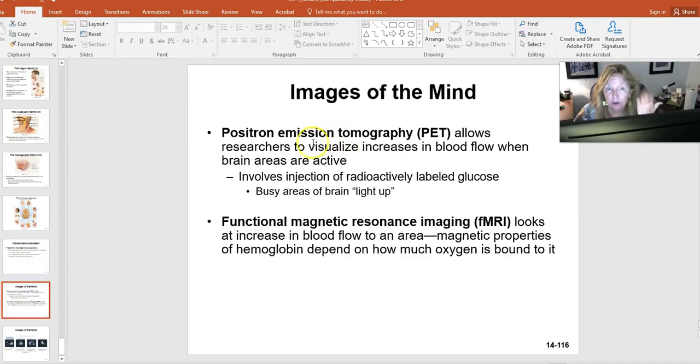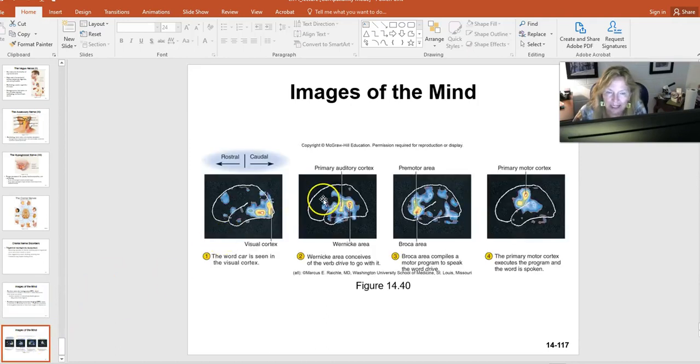Okay, so that's just how we know these functions are occurring in these different areas of the brain, and how we know which particular area is actually engaged with which particular activity is through doing lots of studies with PET scans and MRIs and EEGs. So that shows you a couple of these in your textbook.